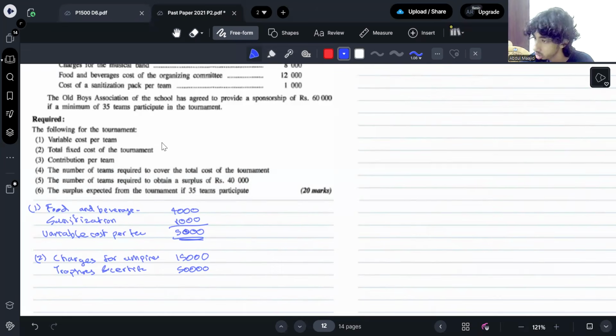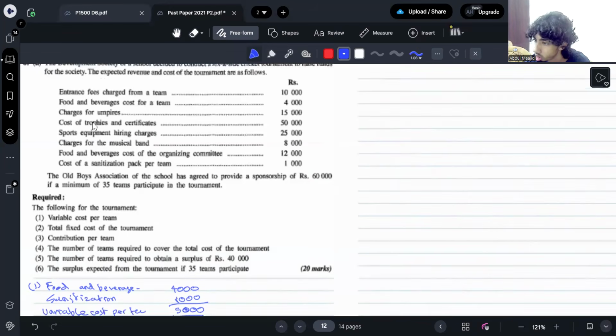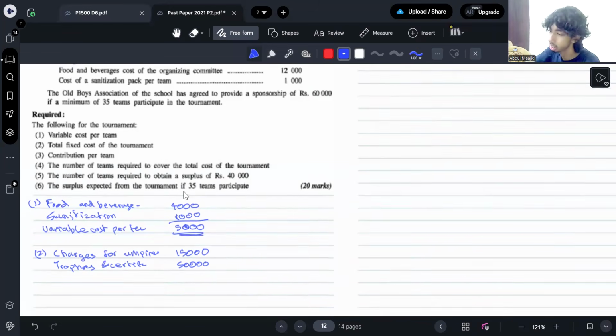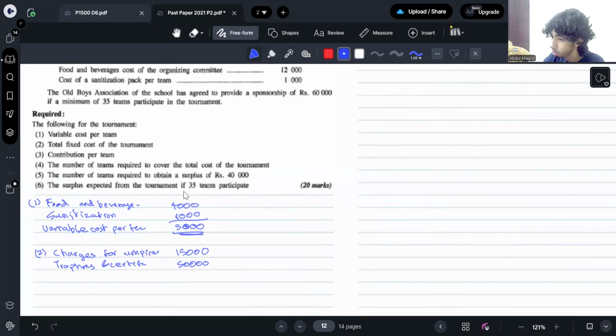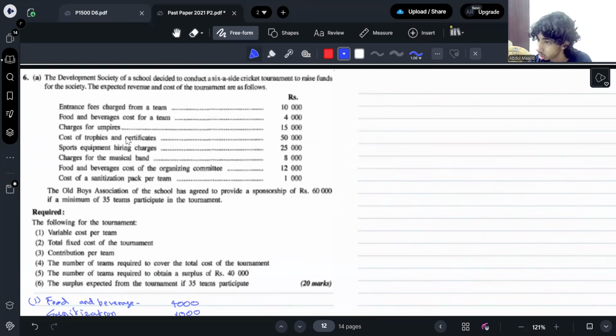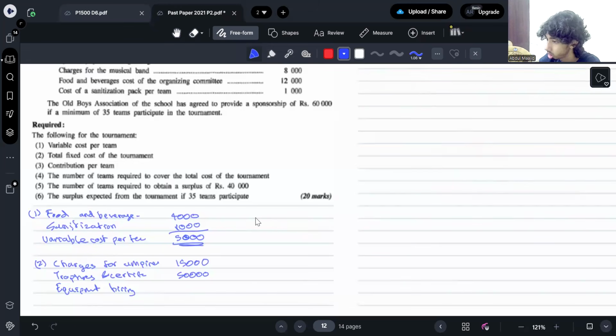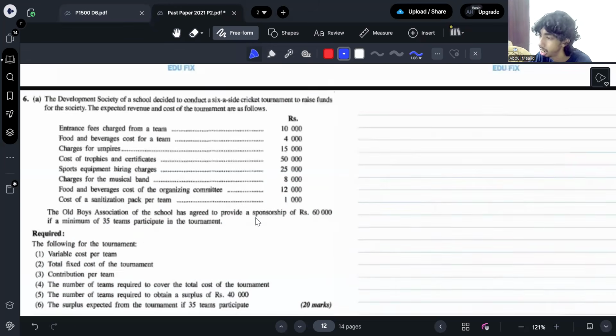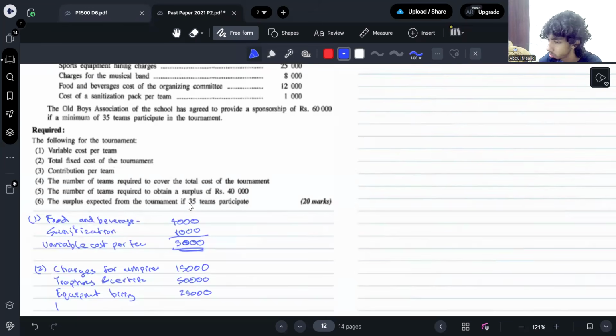Okay. Then next, sport equipment hiring charge. Equipment hiring charge. Sport equipment hiring charge 25,000. And charges for musical band. Musical band 8,000.